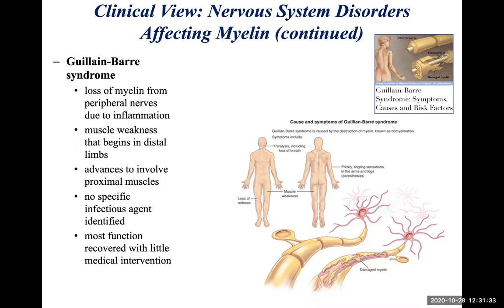There's not one specific infectious agent that has been identified as being the causative agent of Guillain-Barré. We do know that this syndrome is something that you see after viral infections in a lot of individuals. So we know that it's associated with an inflammatory response.